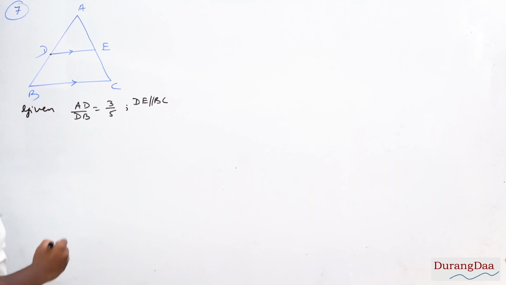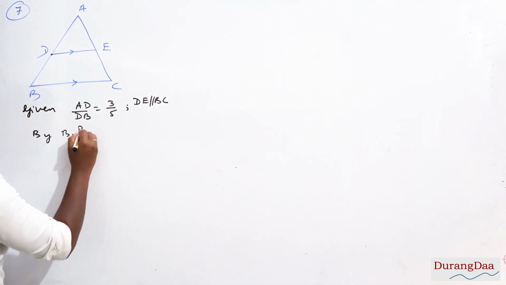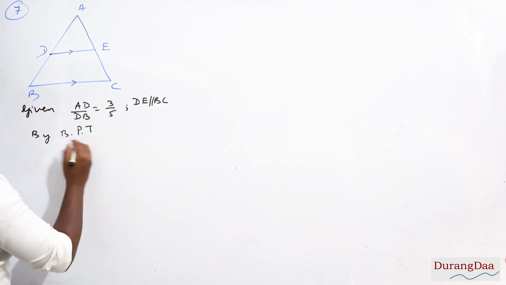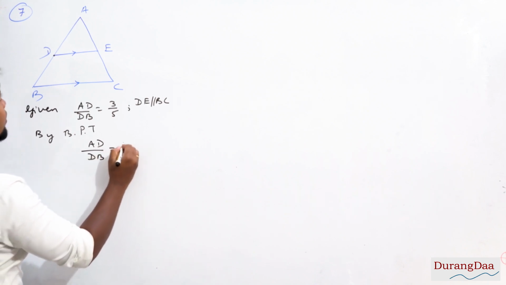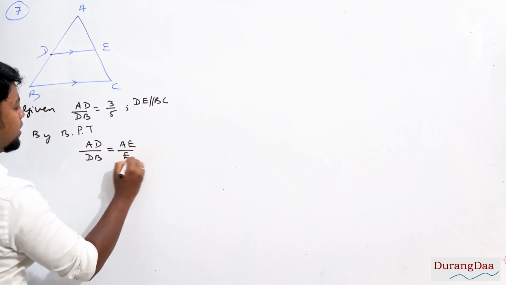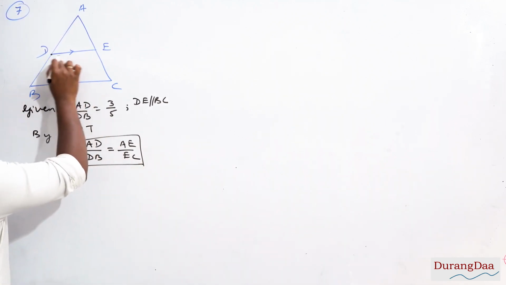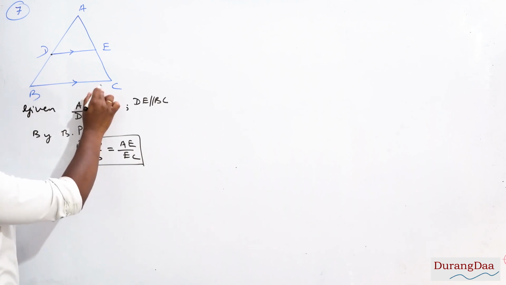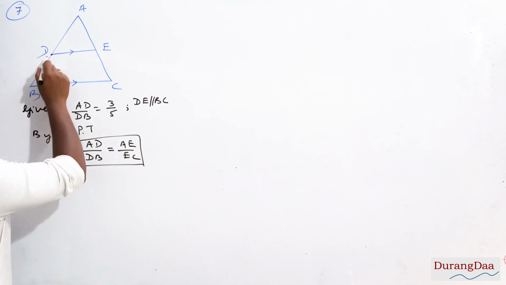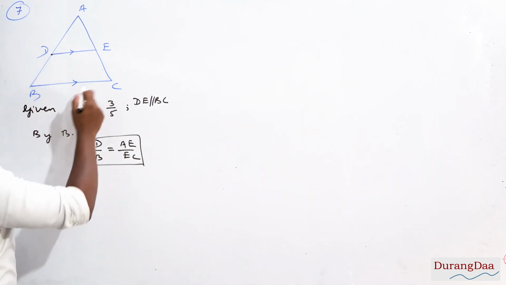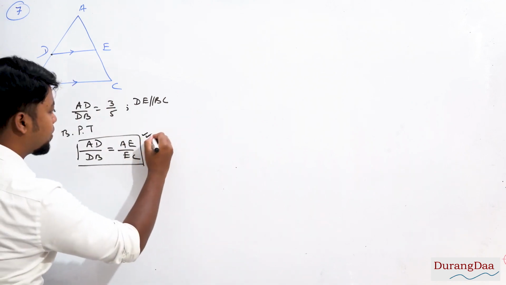Now by the basic proportionality theorem, we can write that AD by DB is equal to AE by EC. That is what we have learned from the BPT, isn't it? Now clearly you can check it. Line DE is drawn parallel to BC. It has been provided in the question itself, and the theorem states that a line drawn parallel to one of the sides of the triangle divides the other two sides in proportion. So this is your basic proportionality theorem.